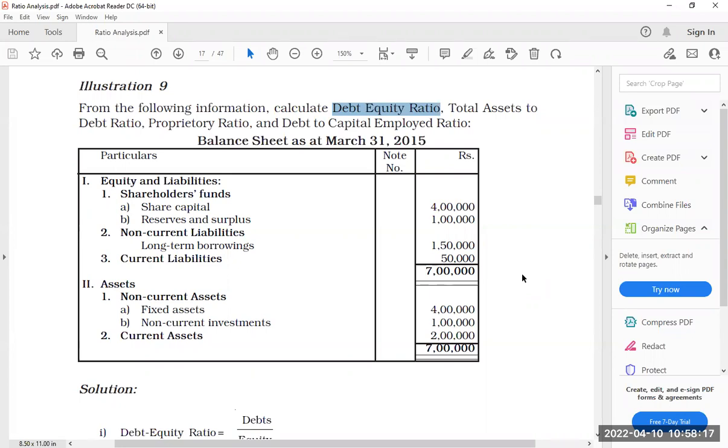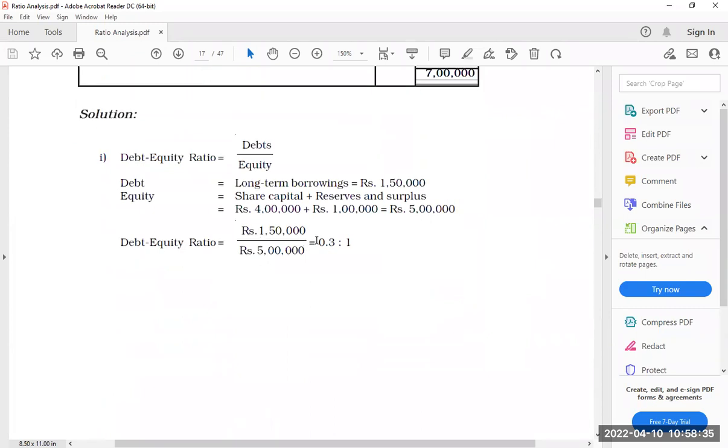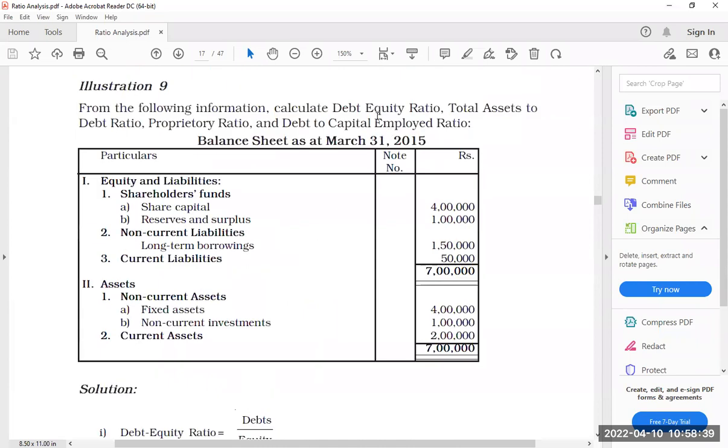What's the formula for debt to equity? Long-term debt divided by shareholder fund. So what's the long-term debt in this question? 1,50,000. What is the shareholder fund? 5 lakhs. So 1,50,000 divided by 5 lakhs, the answer is 0.3:1.